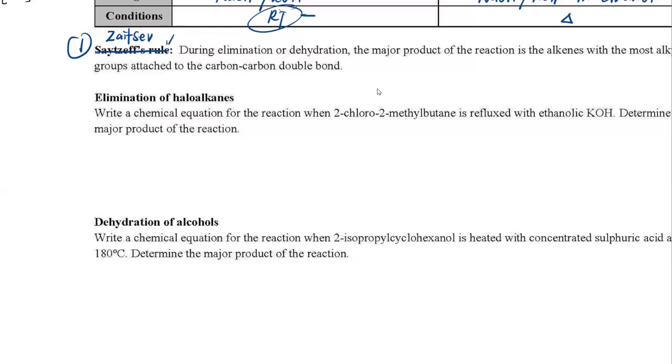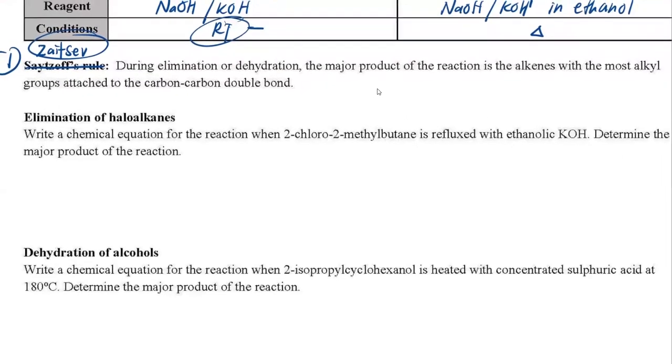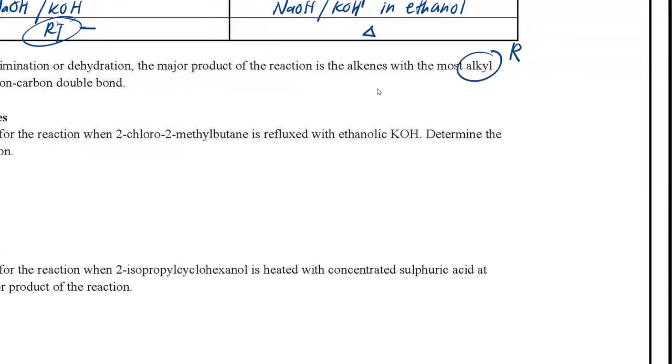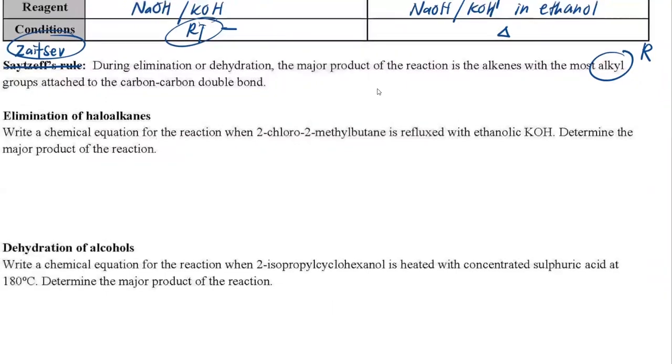Even though these terms, this name, appear in your textbooks, usually these terms are incorrect. We usually say this one, this is the correct one, because based on the latest IUPAC we use the Z, not the S, so we don't write that S. So during elimination or dehydration, the major product of the reaction is the alkene with the most alkyl groups. Alkyl group means R. The more R groups on the alkene you form, the stronger the bonds, the more stable the product, the more major the product.